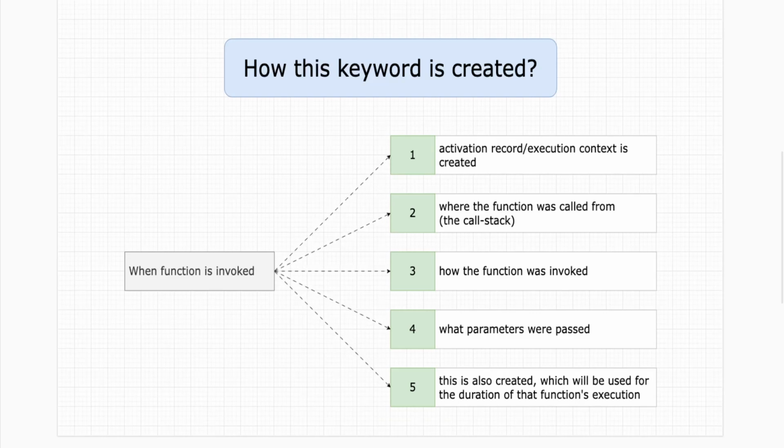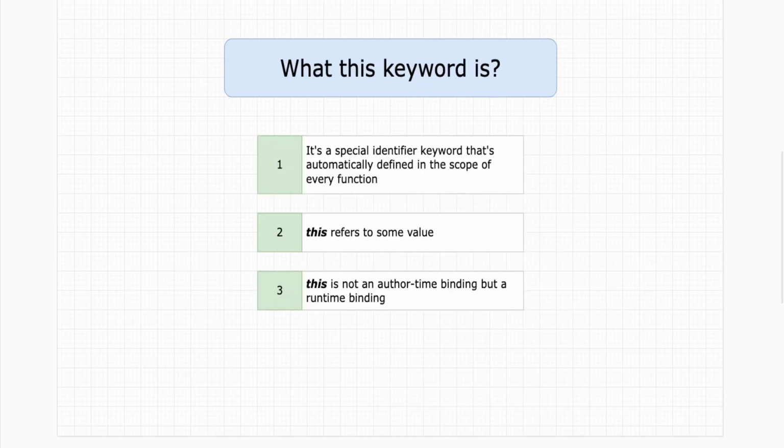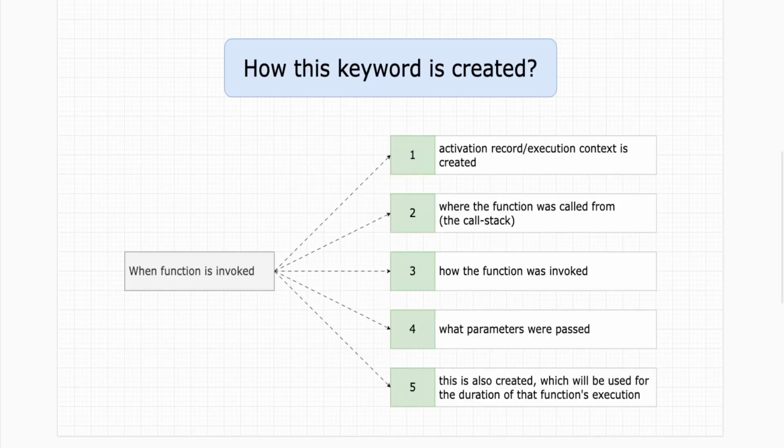Now, we understood what this keyword actually is. Now, let's understand in this slide how this keyword is actually created. What happens when the function is invoked? Because we learned in the previous slide that this keyword is created in the scope of every function. So how is this keyword actually created? Let's understand what happens when we invoke a function.